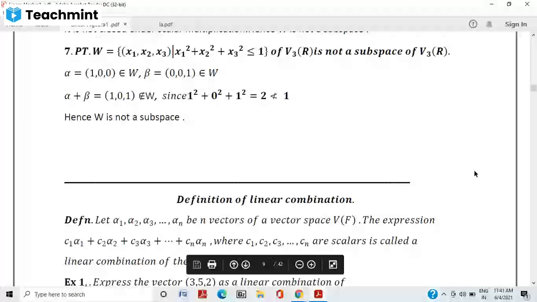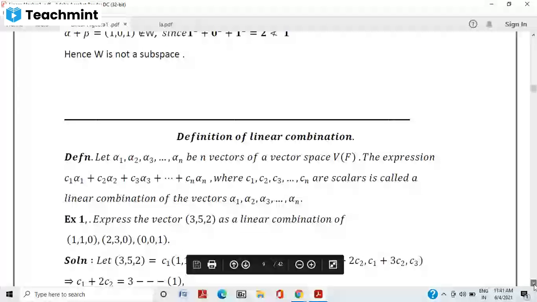Okay. Now, we will move on to the next topic, linear combination. Linear combination we discussed yesterday. Then one more concept, linear span, we also discussed. We'll just go through that, then we will move on to the problems based on that. What have we seen? What is a linear combination?